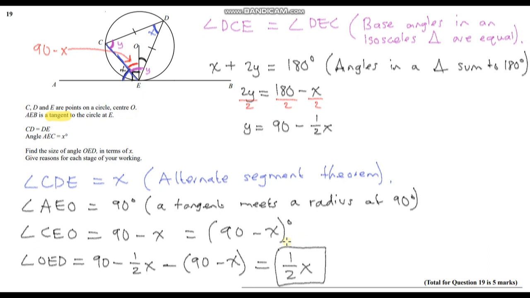And I think we've included all of our reasons. We've given the alternate segment theorem. We've given the tangent meeting the radius at 90 degrees. And we've given the two reasons about our triangles. One of them, angles in a triangle add up to 180 degrees. And the other one, base angles in an isosceles triangle are equal. You might think that all of these reasons are obvious, but you still need to state them. If you don't state them, you will lose marks.